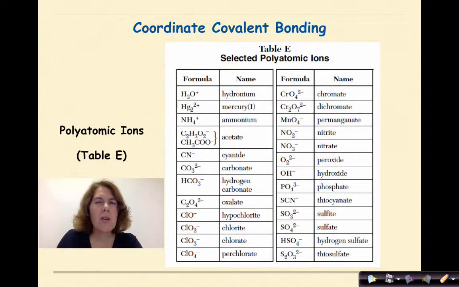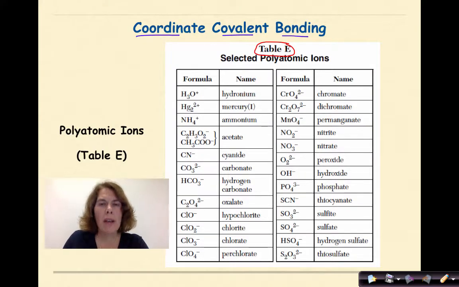Now let's shift gears a little bit and talk about coordinate covalent bonding. And here's one of my favorite reference tables. Reference table E are selected polyatomic ions. Many, but not all, of the polyatomic ions contain a special type of covalent bond called a coordinate covalent bond. And that's what we're going to talk about right now.